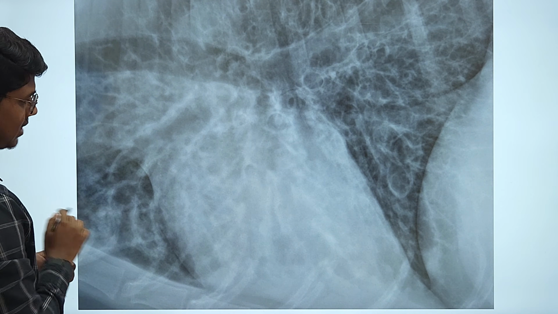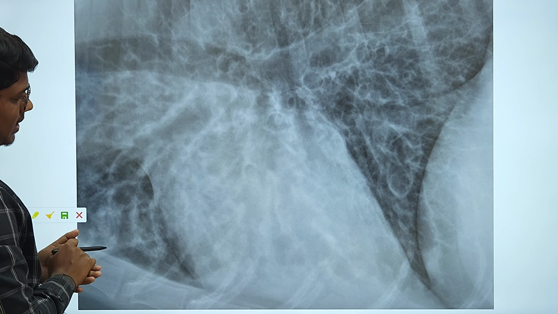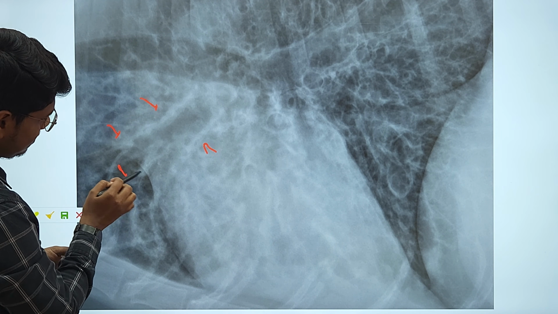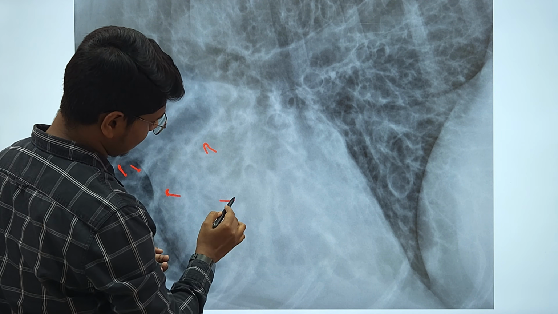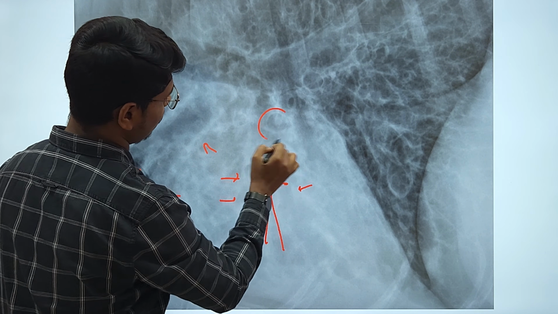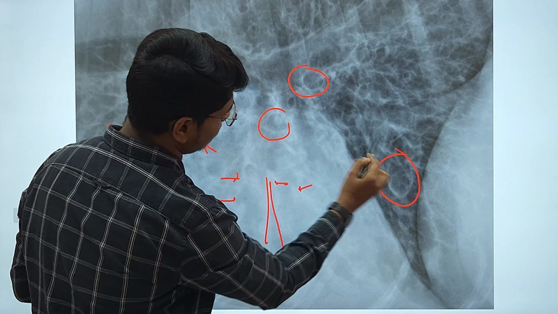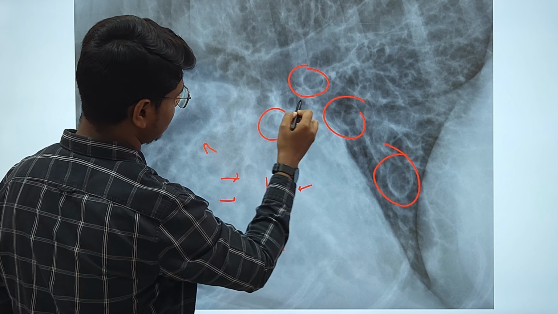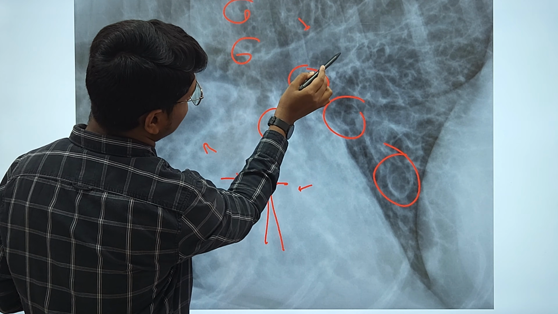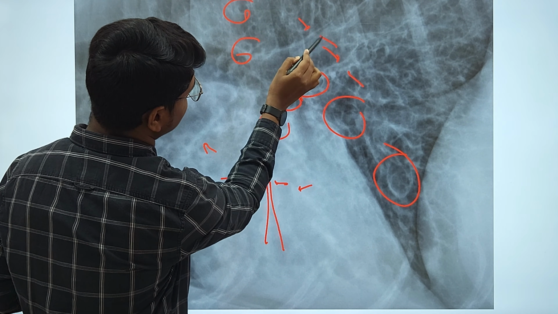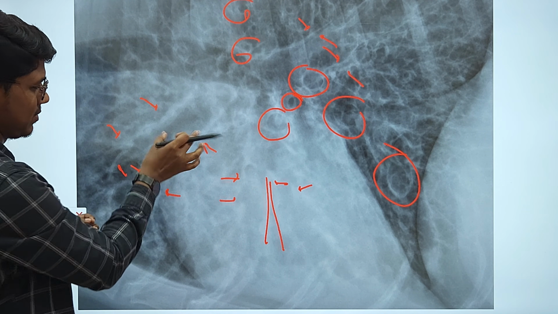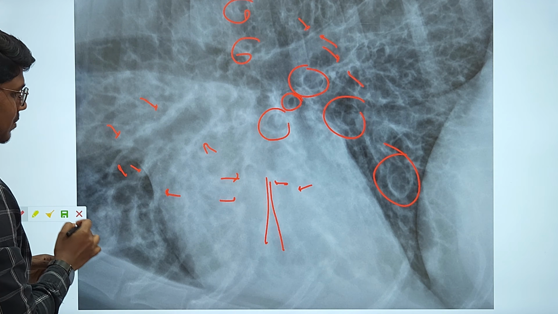Next, here is another radiograph. You can also see the donuts and the tram lines. See here, tram lines. Here it has been divided. This is a tram line, here is a tram line. Here are donuts, very big donuts, and here is a tram line. So these are tram lines and donuts. This is bronchiectasis. You can see the clear-cut dilation of the bronchus.